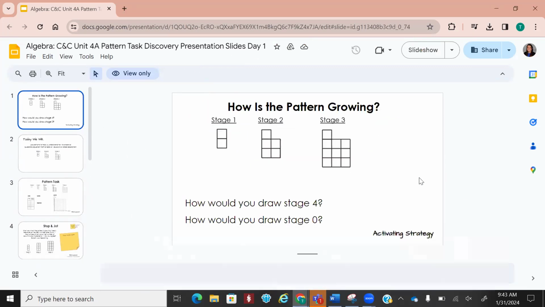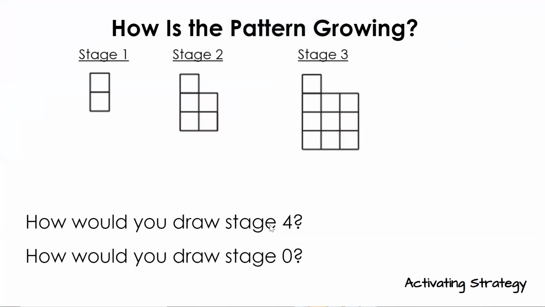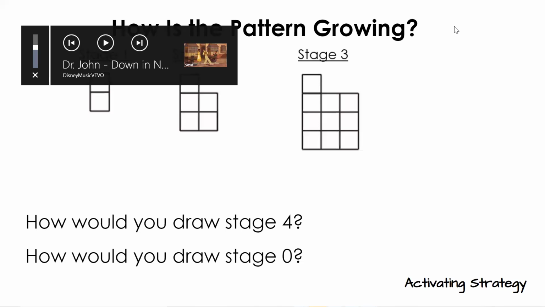Let's go ahead and do this one. On your paper, go ahead and draw these 3 stages. I want you to answer the question, how would you draw stage 4? And then how would you draw stage 0? You kind of have to figure out what the pattern is. So let's talk about this. What would stage 4 look like?